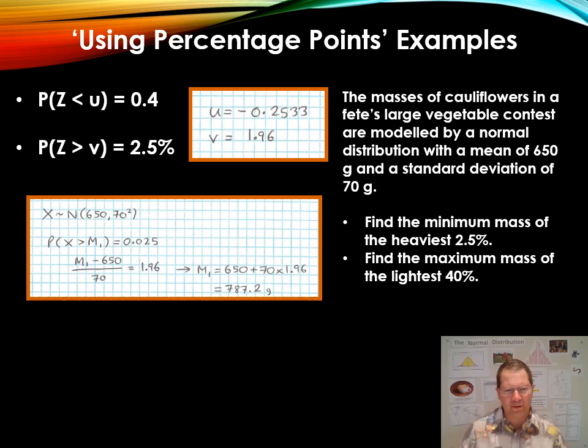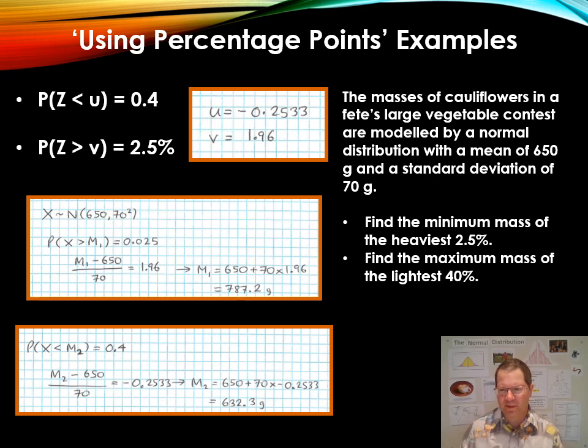So let's start off finding the minimum mass of the heaviest 2.5%. Let's call that M1. So we've got a normal distribution with a mean of 650 and a standard deviation of 70, and we want the probability that X is greater than M1 to be 2.5%, i.e. 0.025. Now we've already found that the Z value that corresponds to that is 1.96, and then applying the formula that turns X into Z values, we have M1 take away 650 all divided by 70 equals 1.96, from which we can rearrange that and get a minimum mass of 787.2 grams.